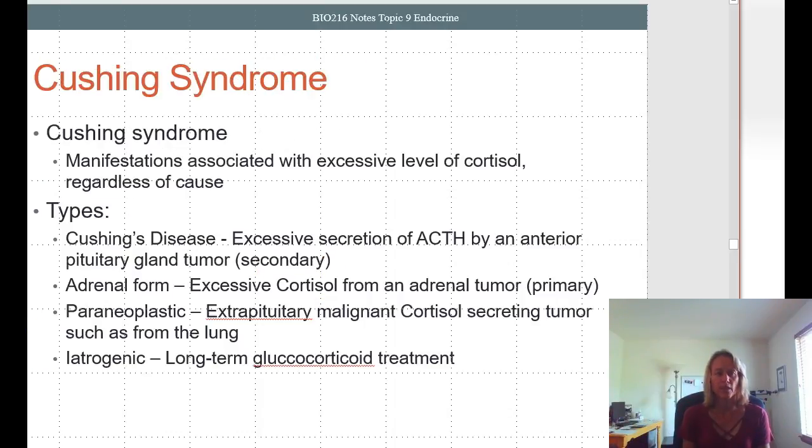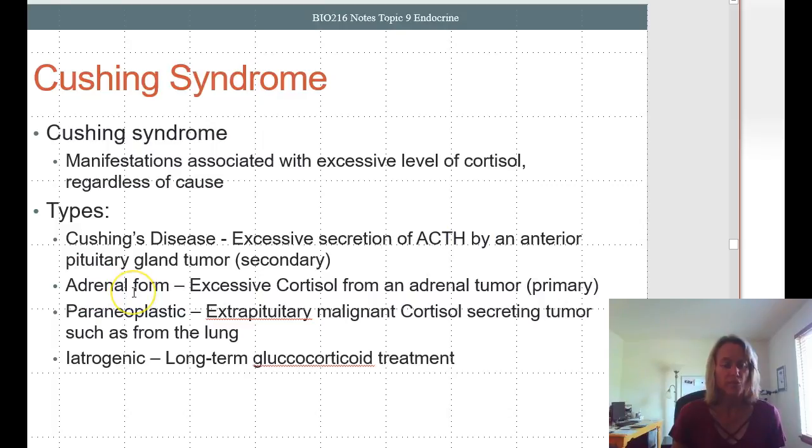Okay, Cushing's syndrome. Cushing's syndrome refers to the manifestations associated with excessive levels of cortisol, regardless of the cause of the high cortisol levels. So there are different types. Let's look at each of these. Cushing's disease is specific. This refers to when you have Cushing's syndrome caused by excessive secretion of ACTH by the anterior pituitary. This will also be considered a secondary Cushing's because it's caused by ACTH.